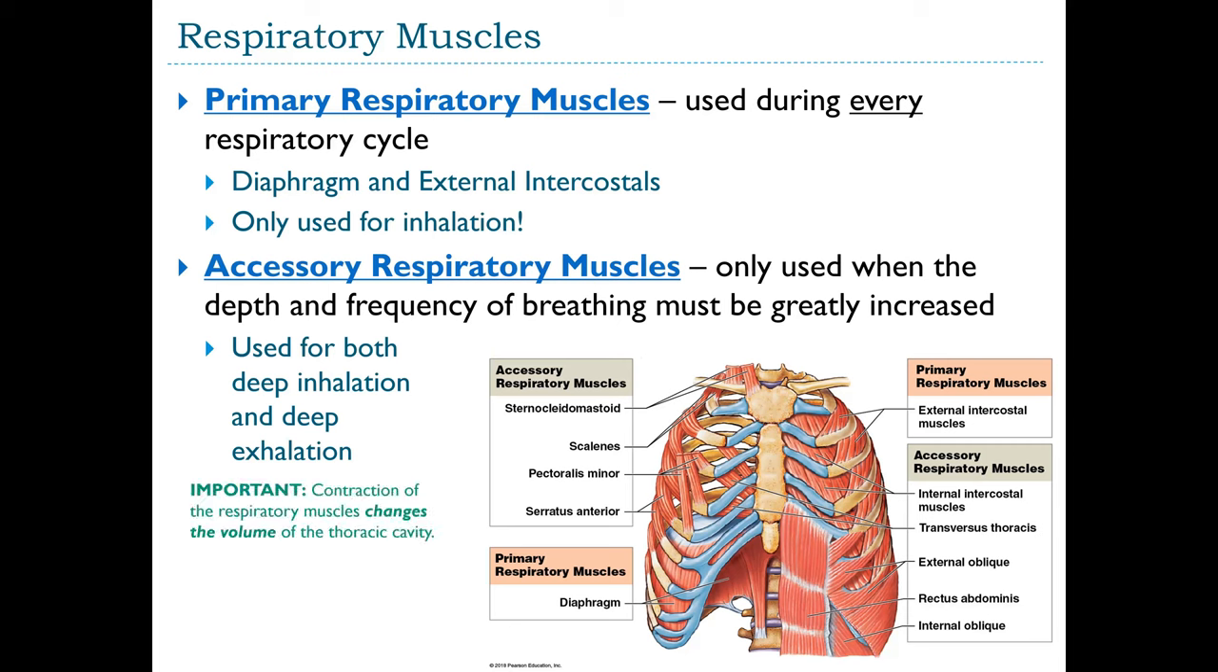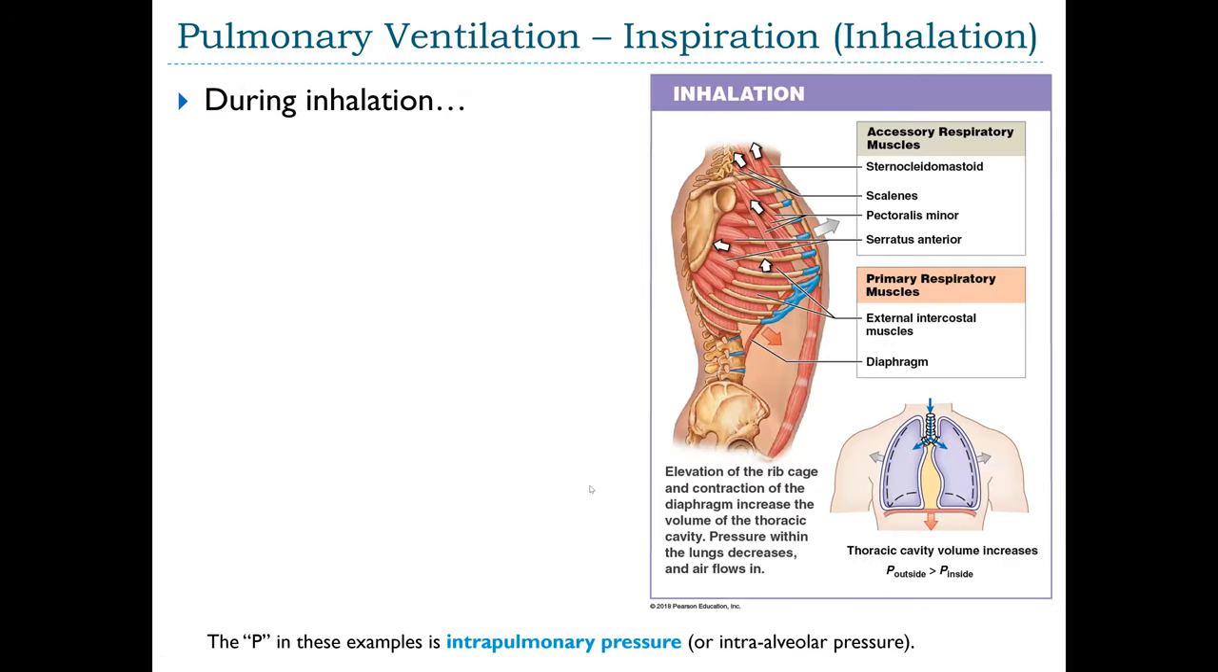So the important take-home point with the movement and contraction of the muscles is that contraction of the respiratory muscles is going to change the volume of the thoracic cavity. And as we just discussed earlier, volume changes are going to change the pressure of the air inside the cavity. And then air will move from an area of high pressure to an area of low pressure. So let's see what happens during inhalation, which is also called inspiration.